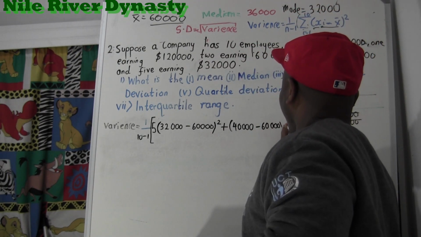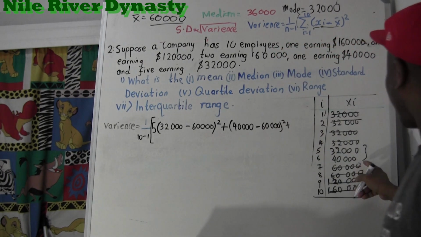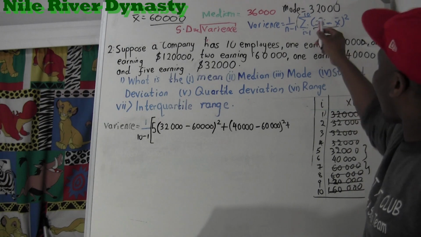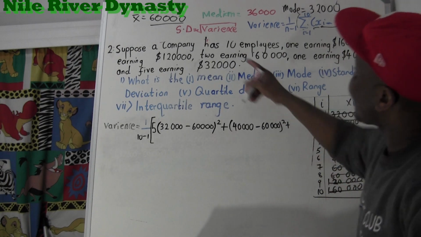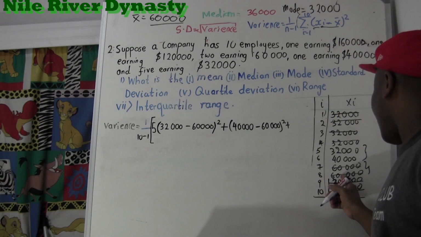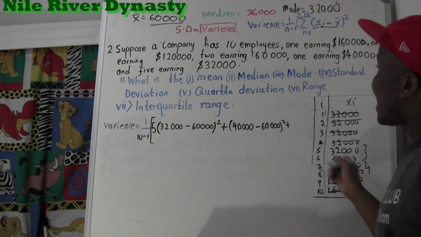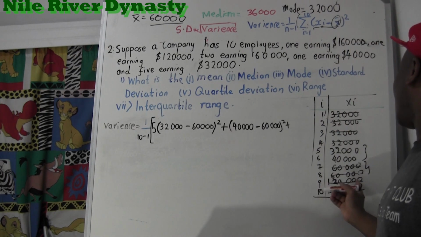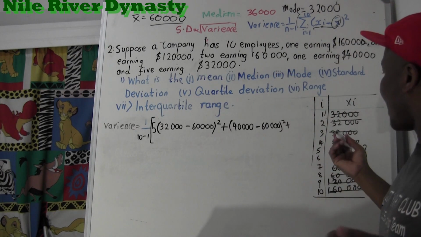2, 3, 4. Okay, now we come to this one. There's 60, there are 2 of them. But remember, if I take xi, which is 60, minus that 60, square is going to be 0, so I don't have to write. Even this is going to be 60, which is xi, minus mean, because we must minus the mean, and the square. This is going to be the same number, 0 square, so I don't have to write.